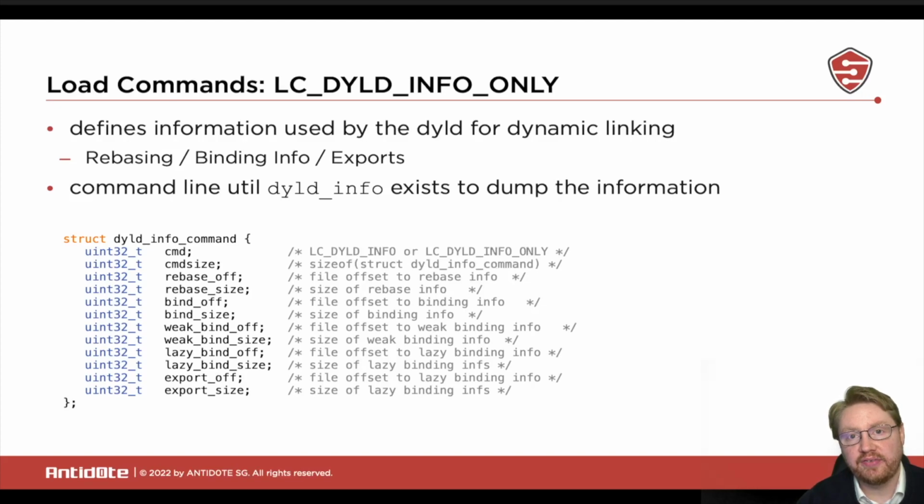Yeah, then the next thing is the DYLD_INFO_ONLY. This is basically telling the dynamic linker where in the file is the rebasing information, where is the imported function binding information, the weak binding, the lazy binding, and where is the export tree for the exported functions. For this, there's also the dyldinfo command line util that allows you to dump this information basically to disk.